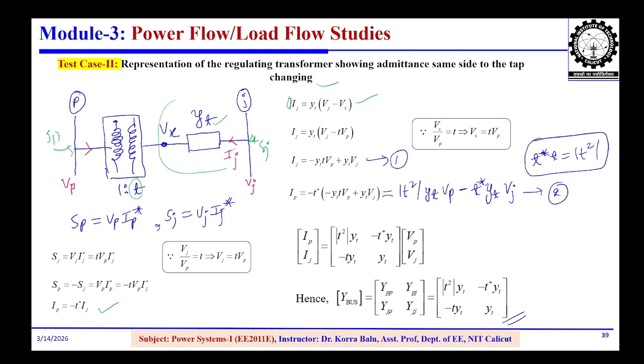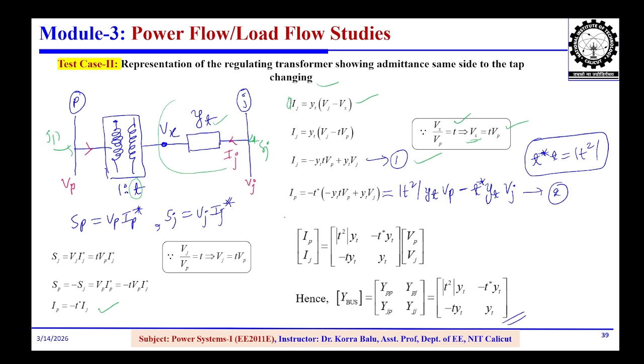In place of Vx by Vp, the ratio Vx by Vp will give the t value. Now this is the secondary side, this is the primary side. Vx by Vp gives this t, and Vx is equal to t into Vp. So in place of Vx, you can substitute t into Vp. Now we'll get the equation Ij, that is equation 1.